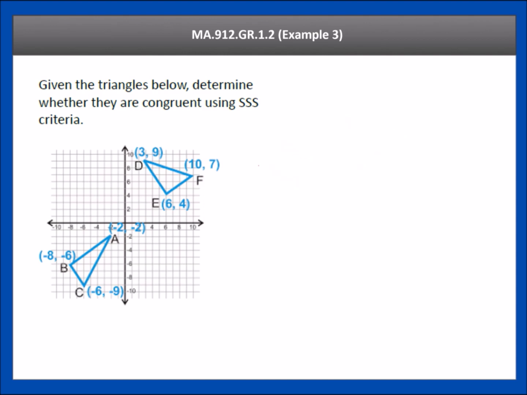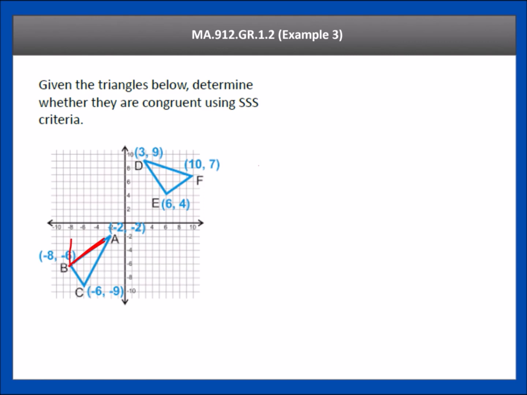So what we're going to say is that AB must match up with DE, and if it does not, then it's not congruent by SSS. That's all. If we can show that there's at least one pair that doesn't have the same length, then it's not congruent by SSS. All right, so let's find the length of AB. So let's focus on AB first.